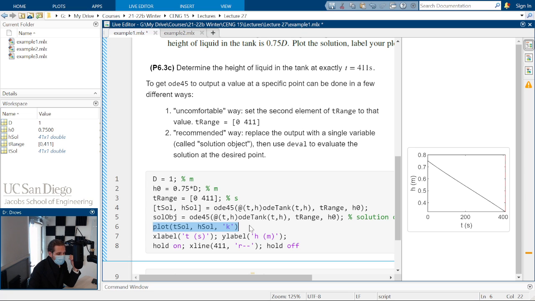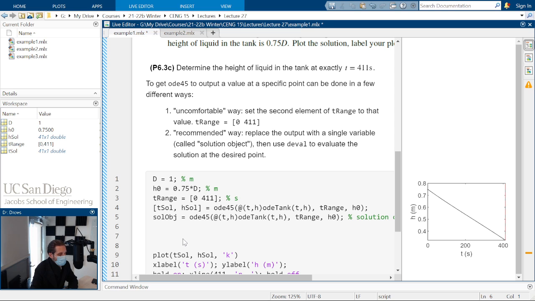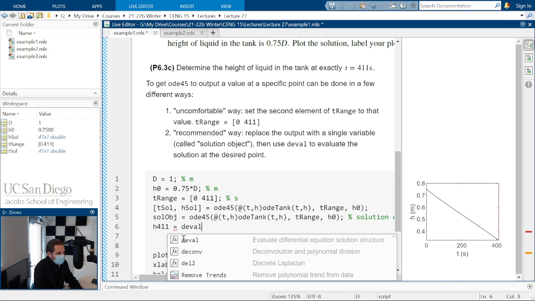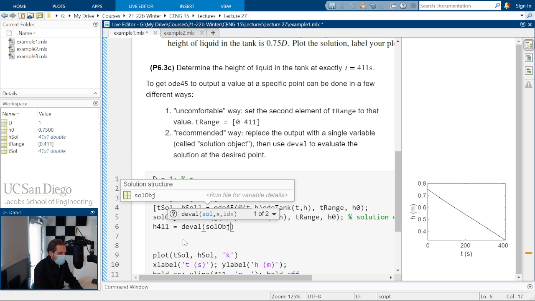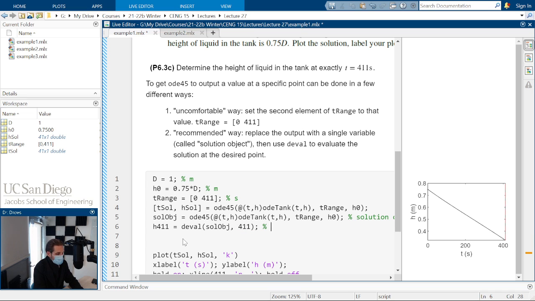The old plot still works the same, right? We can still call it from tsol and hsol. If we wanted to evaluate the solution object, let's move our plotting commands down a little bit. How would we do something like that? The thing that we're after is h at 411, so I'll call it h411. We use this deval function, and we pass to it the solution object and the point at which we would like to evaluate that solution. So we would like to evaluate that at 411. So this evaluates the solution at t equal to 411.